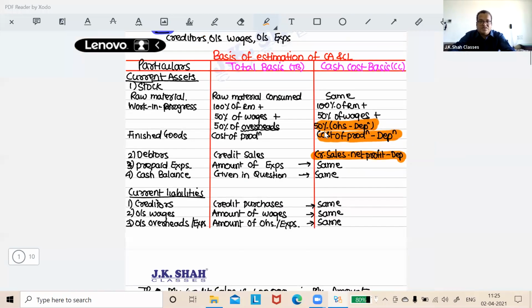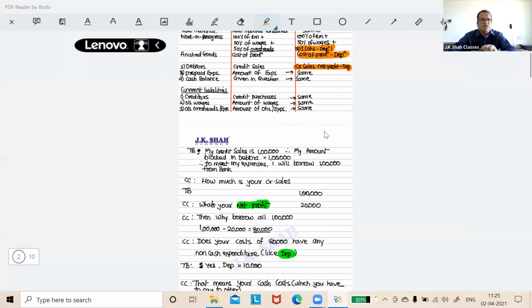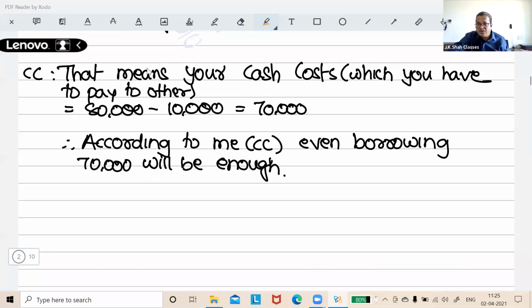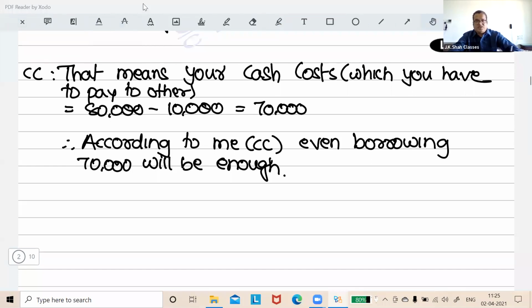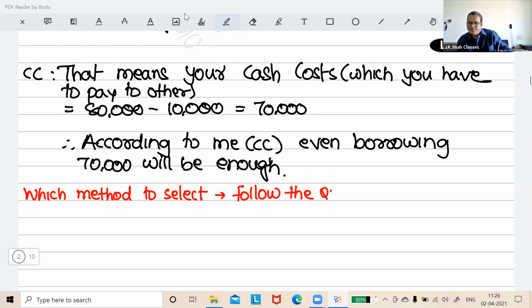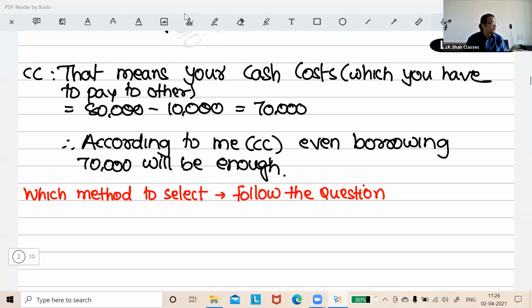Now always the question arises, sir, which method should we select? So see, the conservatism principle suggests the cash cost method. Like you borrow lesser, you save cost, or you save your interest expenditure. Okay, that's an important question from the students' perspective. Which method to select? And yes, the answer is very simple. Follow the question. Question tells you total basis, follow total basis. Question tells you cash cost, follow cash cost.